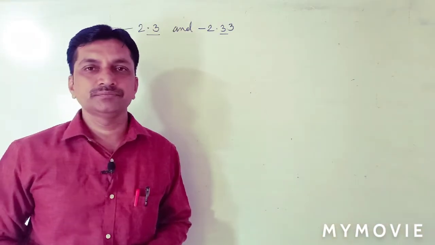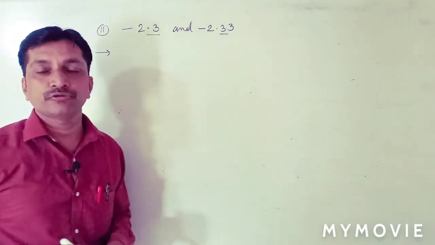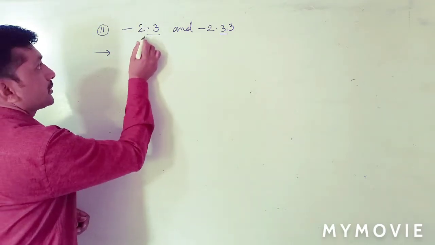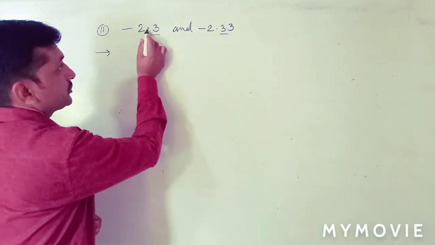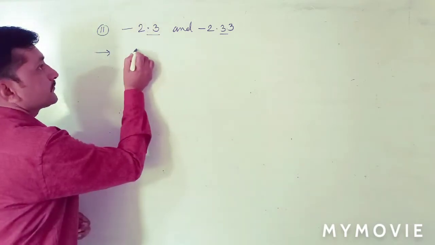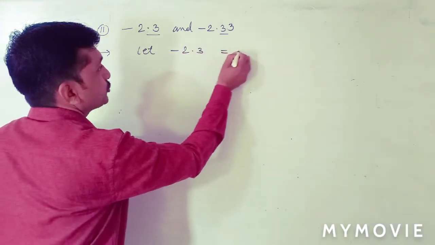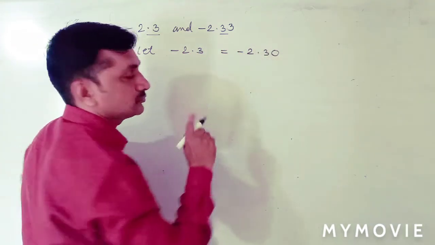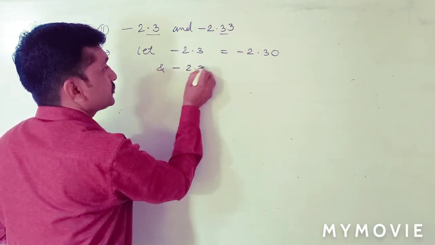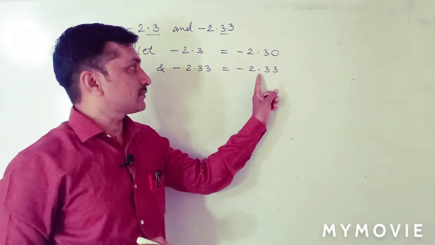Let's solve second example. Minus 2.3 and minus 2.33. We have to find any three rational number between these two. Now here, first of all, we have to make their digits equal. Here after decimal point, here is one digit, here are two digits. Make them equal. Let me write like this: minus 2.3 is equal to minus 2.30. Okay, because here are two. And minus 2.33 is equal to minus 2.33. After decimal point 2 digits, after decimal point 2 digits.